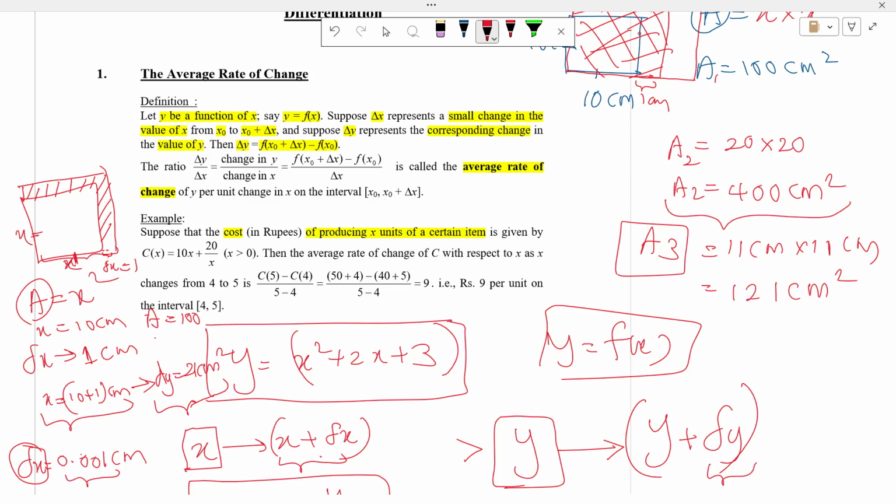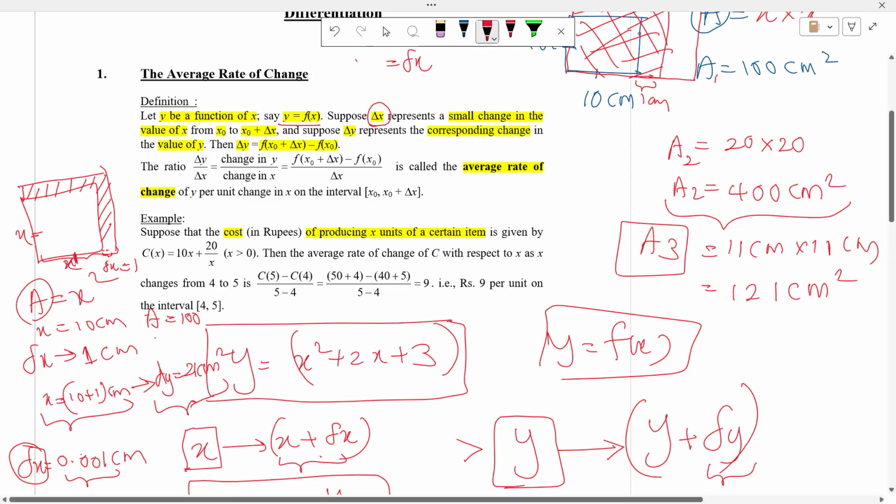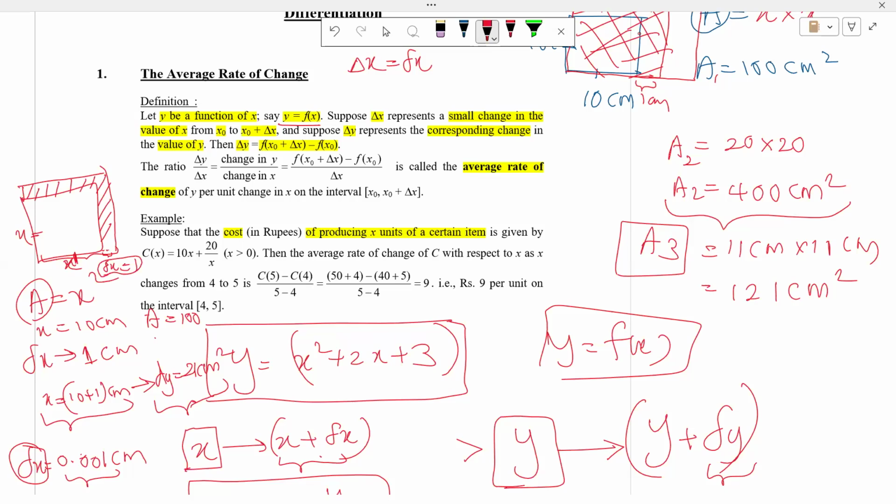So what are they telling here? Let y be a function of x. So let's say y is equal to f of x. Suppose delta x, both notations are the same, you can use whatever. Suppose delta x represents a small change in the value of x. Delta x means you are doing a small change. So in this example, this 1 centimeter is the small change. So that is delta x.